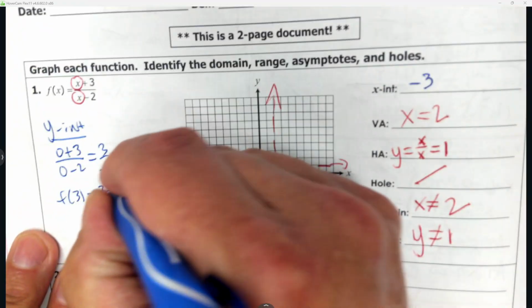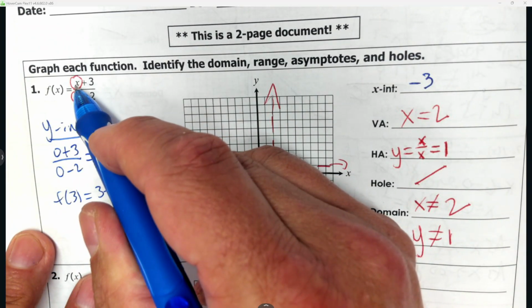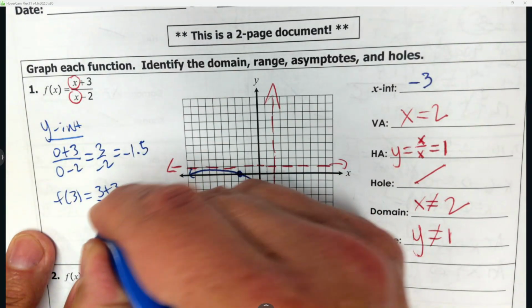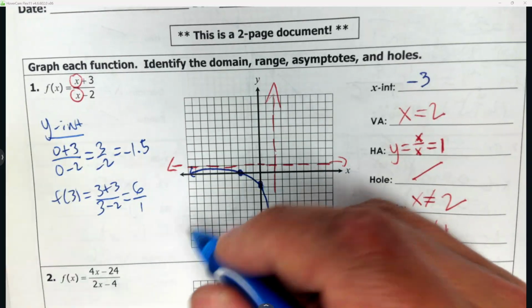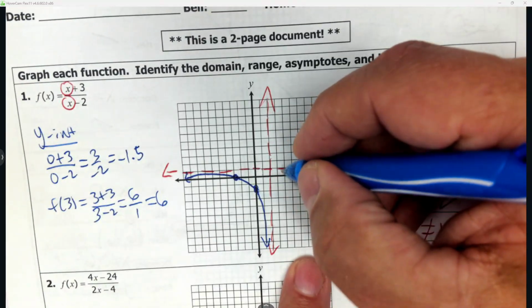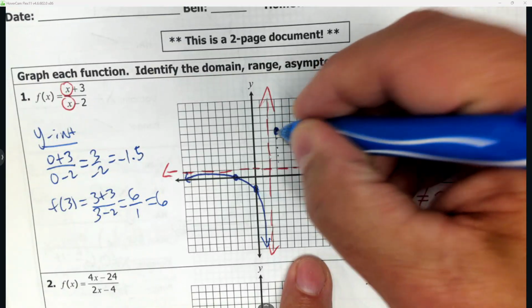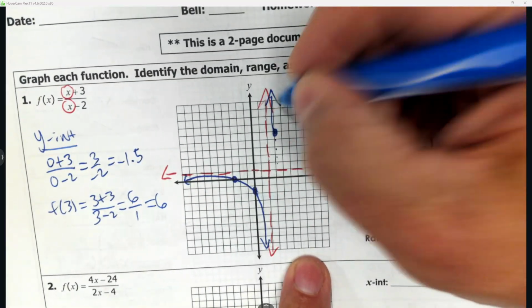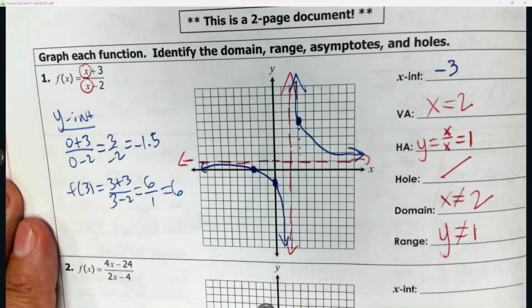So 3 plus 3, I'm going back to the equation. I take out the x, put in 3. Same for the bottom, put in 3 and solve it. So 3 plus 3 is 6. 3 take away 2 is 1. Divide, and you have another point to curve through. So I go to 3 and 6. And then this curves in the end. So this goes to that asymptote, it curves, this goes to that asymptote, and you're done.